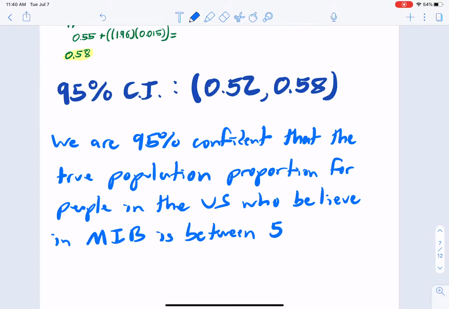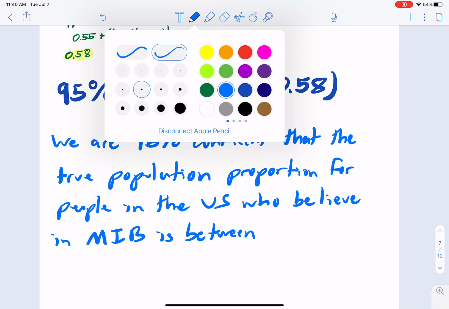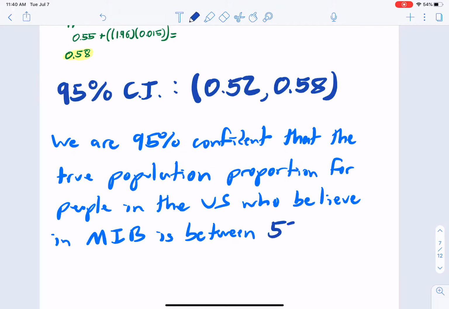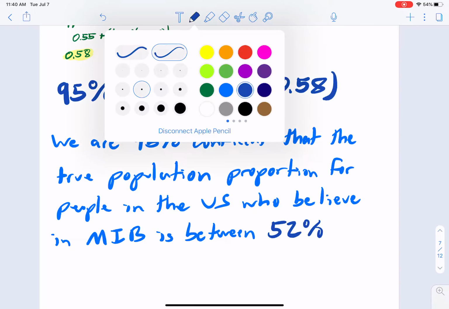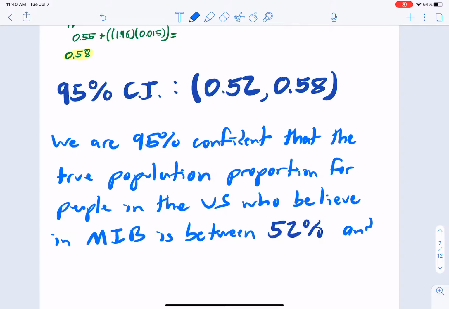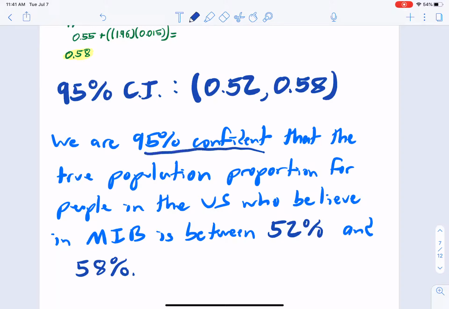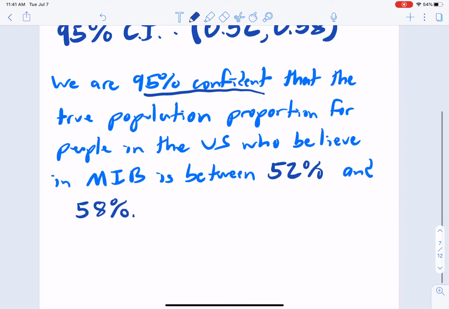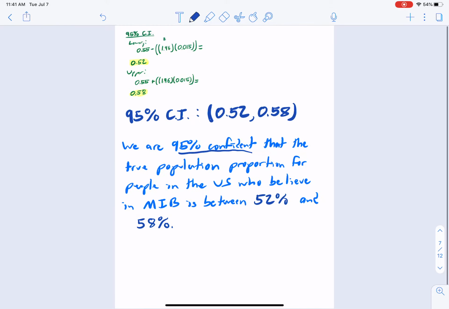52% and 58%. We are 95% confident that the true population proportion for people in the U.S. who believe in Men in Black is between 52% and 58%. And that is it. Right?